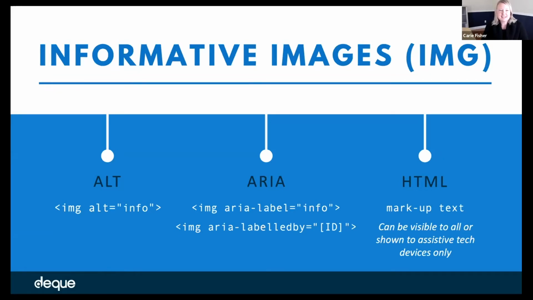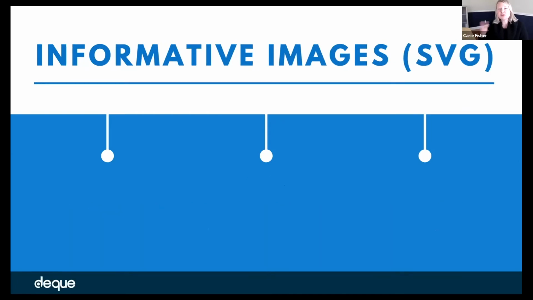People always forget about HTML though. You can literally put it in markup text and it could be visible or not visible. If you're thinking beyond AT devices, beyond screen readers, there's a lot of people with cognitive issues that might need that information, right? So think beyond that. So that was for the IMG tag.